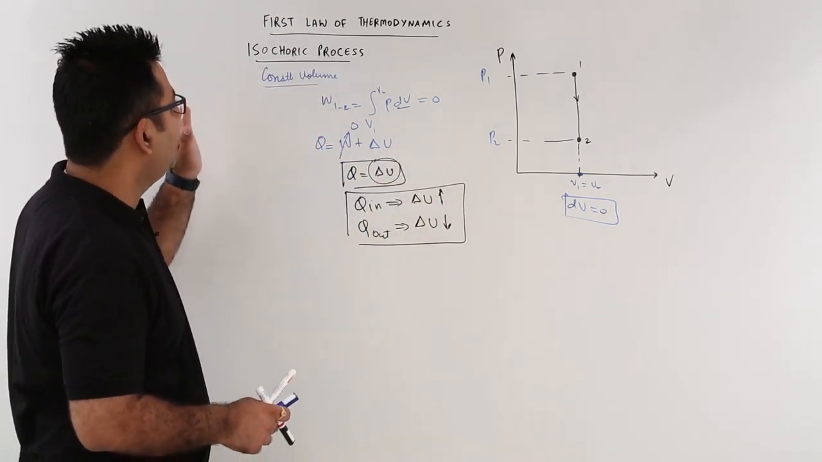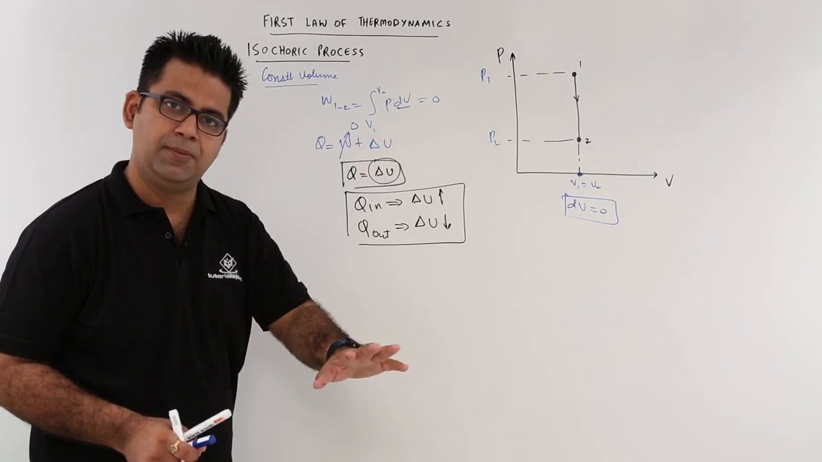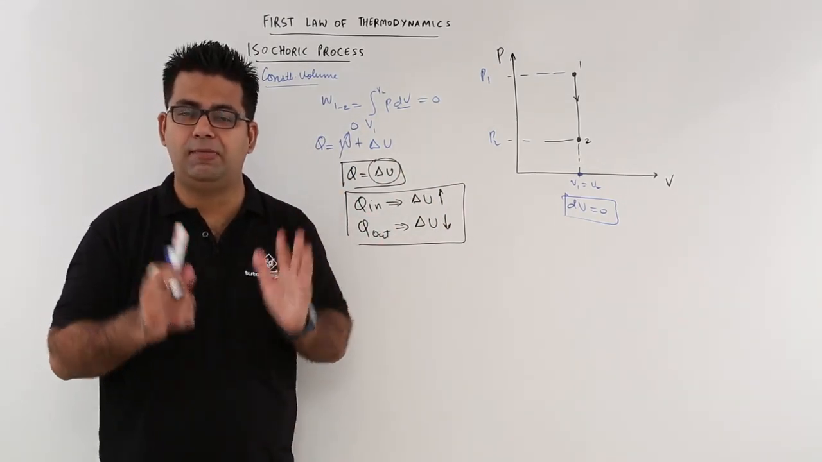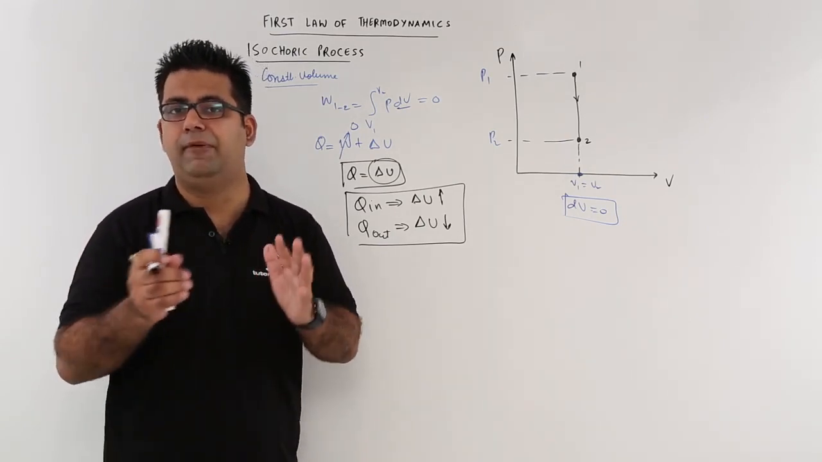So we are done with the isobaric and isochoric process. Now in the next video we talk about the isothermal process, that is the constant temperature process.